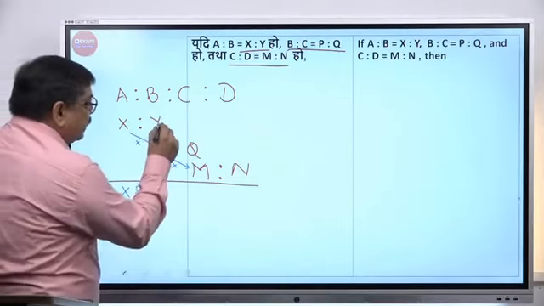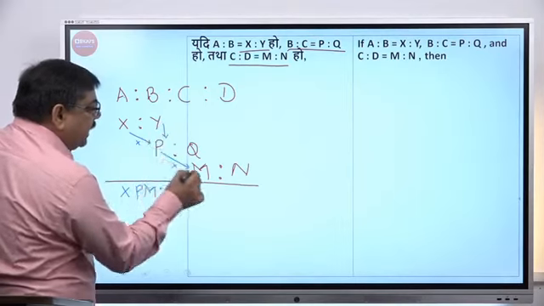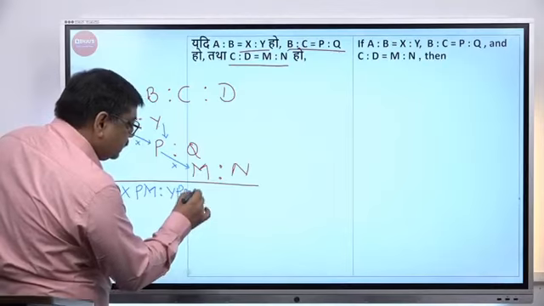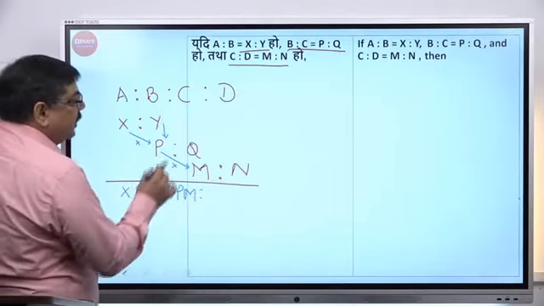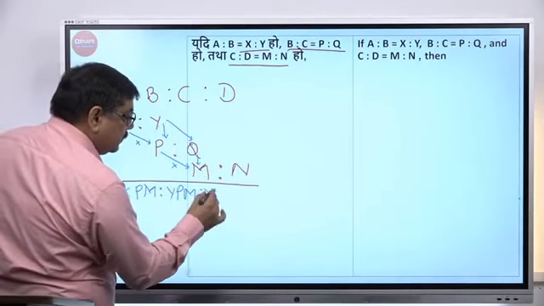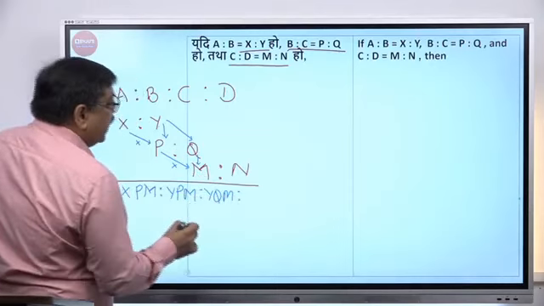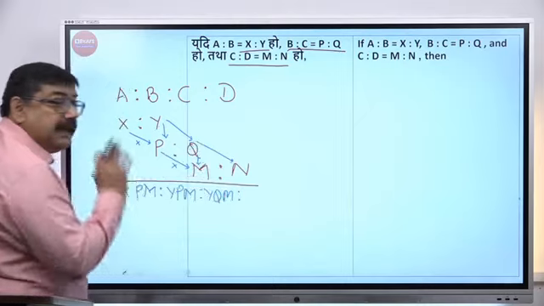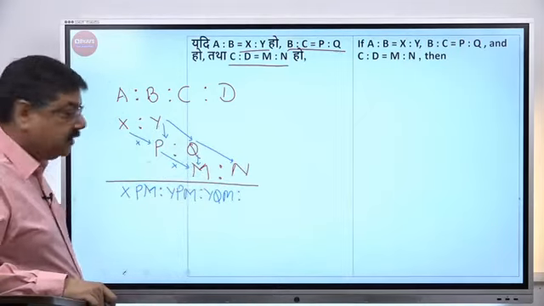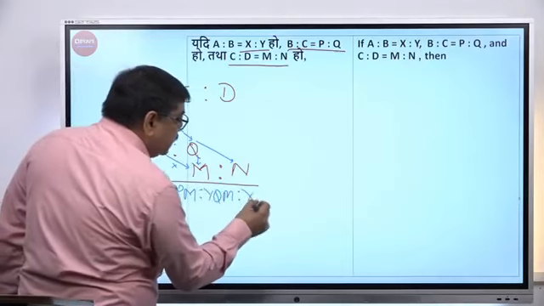Now for B, you multiply Y, P and M. For C, you multiply Y, Q and M. And for D, you multiply the values given to you on the extreme right hand side, that is Y, Q and N.